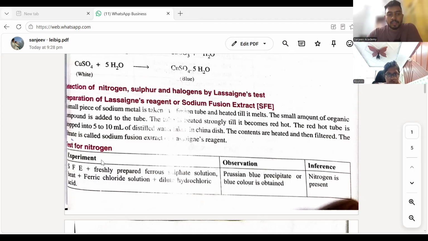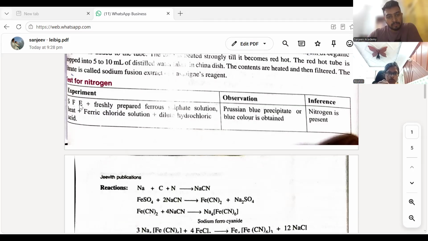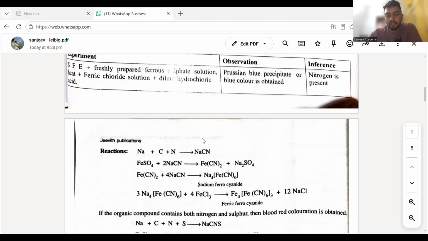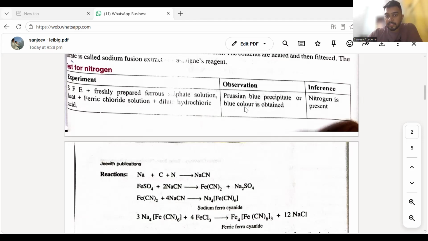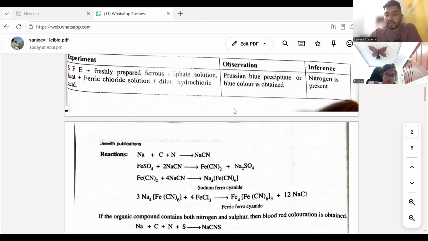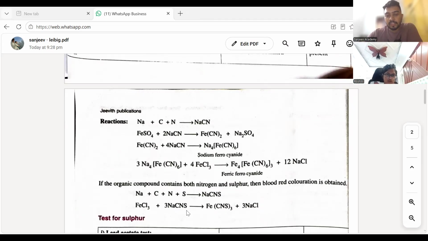Simple thing, correct? Then, test for nitrogen: the sodium fusion extract, SFE, which contains Na, C and N, plus freshly prepared ferrous sulfate solution. If I heat it and then add ferric chloride and dilute HCl, all of those things I have to do. If I get a Prussian blue precipitate or a blue color, then nitrogen is present. All of these reactions you have to study and learn by heart. No matter which teacher teaches, we have to learn this by heart.